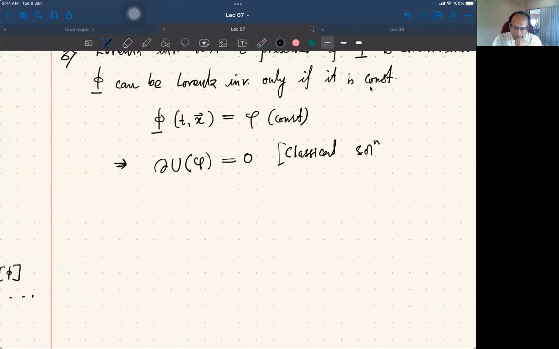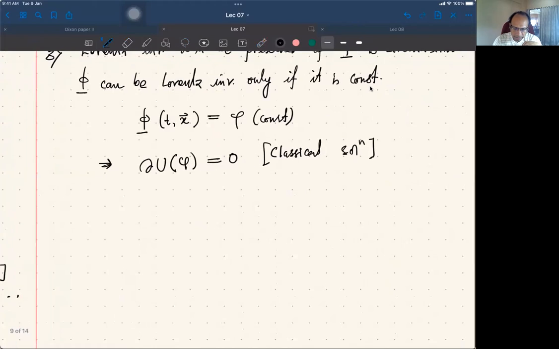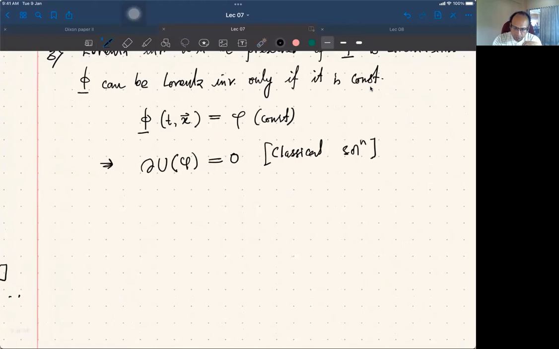And this just says that, just as in ordinary classical mechanics, this classical solution corresponds to an equilibrium. This is an equilibrium situation. That condition is an equilibrium.